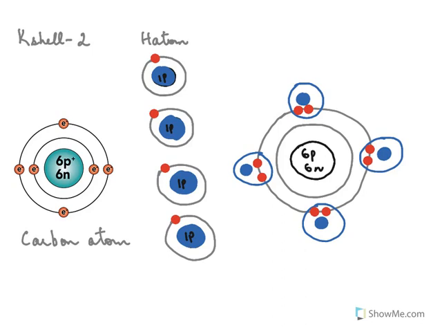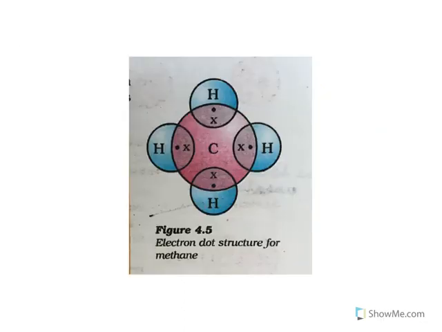If I were to draw the structure, there would be carbon here with 4 hydrogens, each sharing 2 electrons. If I were to draw again, I could put a single bond, since 2 electrons make a single bond. This is how hydrogen would get a stable structure. This molecule is called methane. This is the formation of methane, or the electron dot structure of methane given in your textbook.